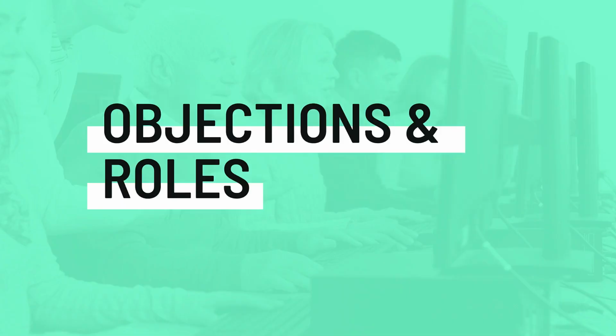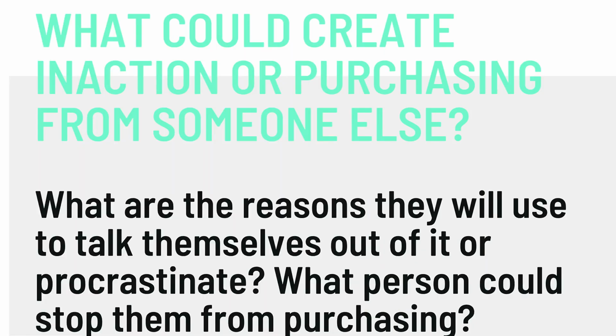The next is objections and roles. So for this one, it's really what could create inaction or purchasing from somebody else. So what are the reasons they will use to talk themselves out of it or procrastinate? What person could stop them from purchasing?